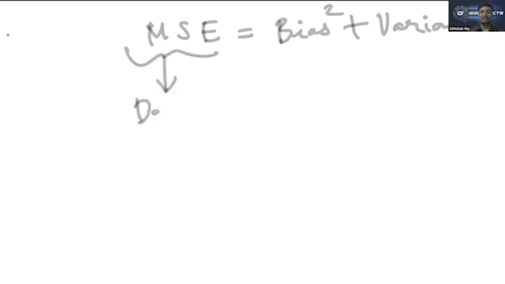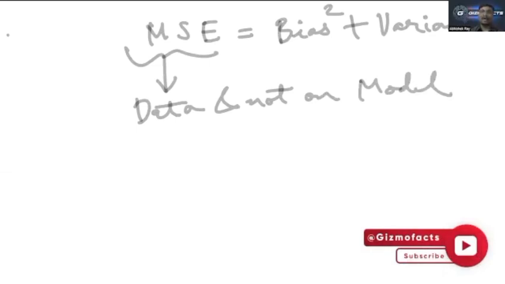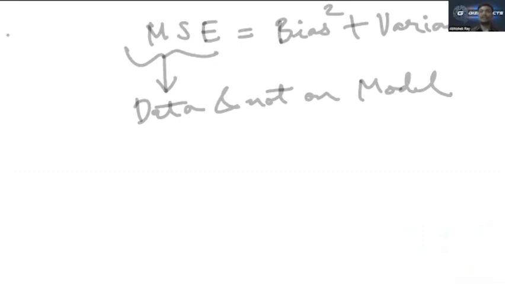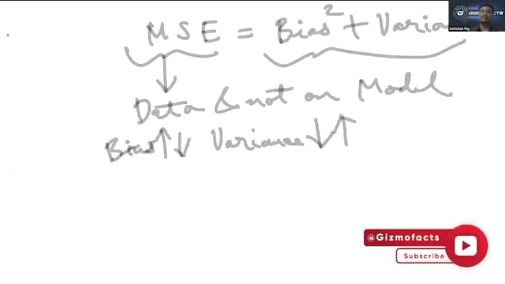It is dependent on the data and not on the model. Thus, given a data set, the expression bias squared plus variance will also be constant. In other words, if bias increases, variance will go down with a change in the model, and vice versa. If bias decreases, variance will go up with the change in the model.